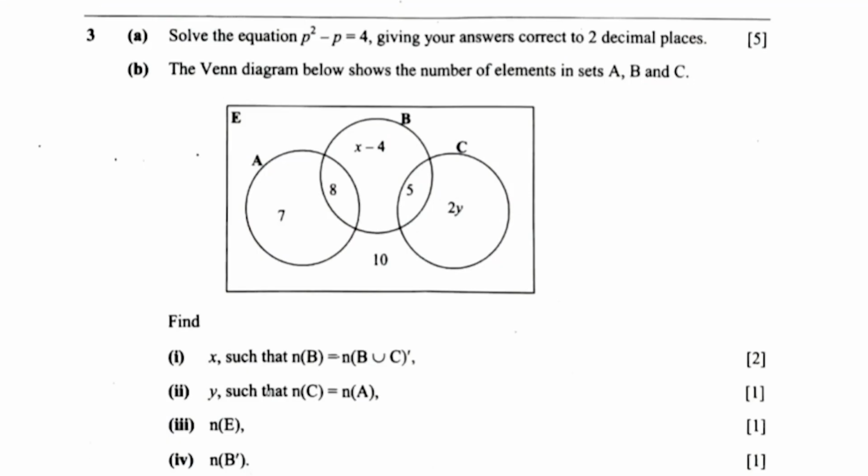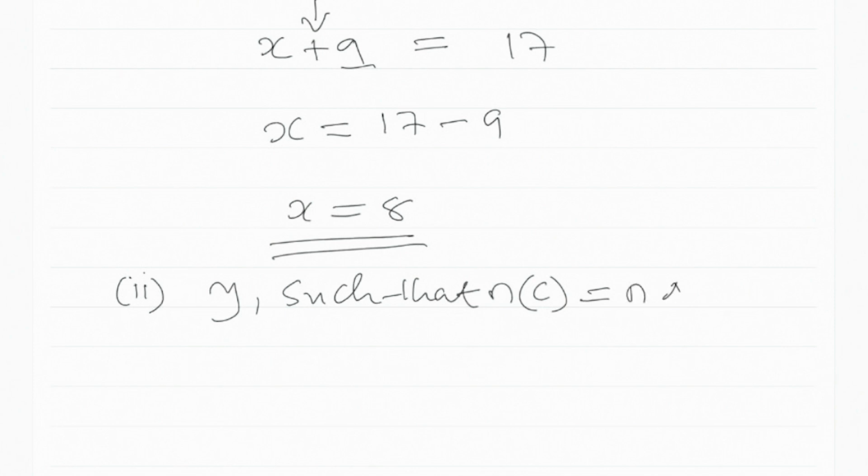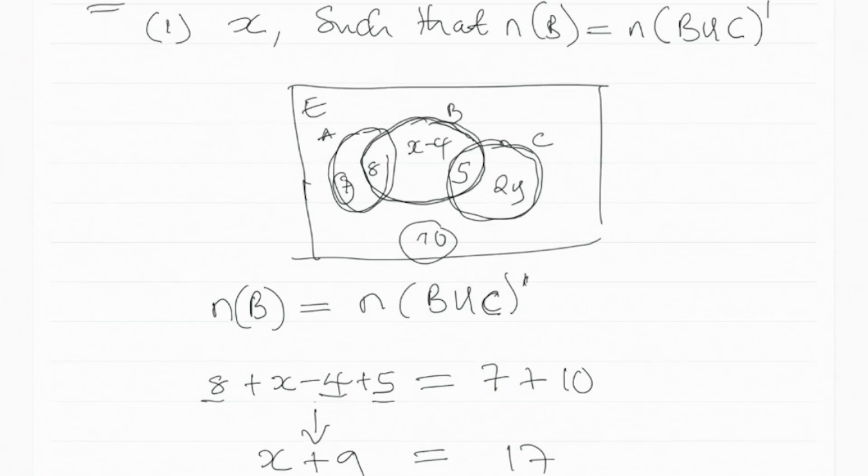So we continue with question part 3b, part 2, where we've been asked to find the value of y such that the number of elements in C equals the number of elements in set A.